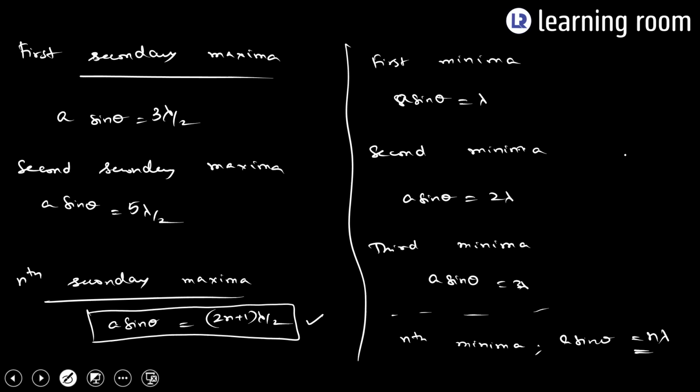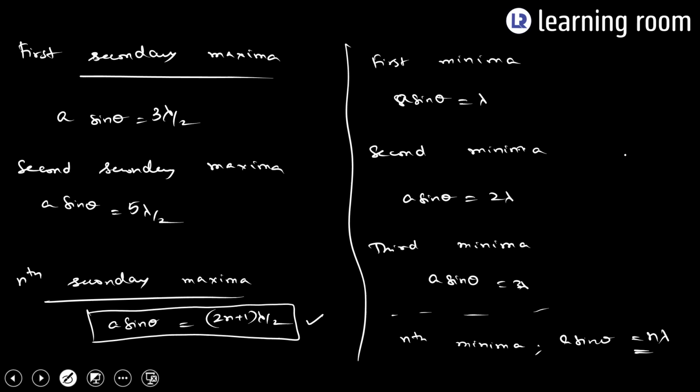And for the first minima, what is the condition? a sine theta will be lambda. Second minima, a sine theta is 2 lambda. So like this, if you keep on going, for the nth minima you have a sine theta equal to n times lambda, right? Based on these concepts, we are going to see the relation between the width of the central maxima and any other maxima.